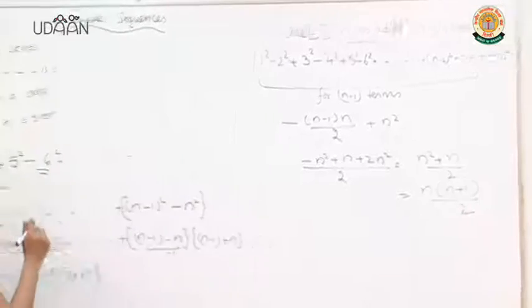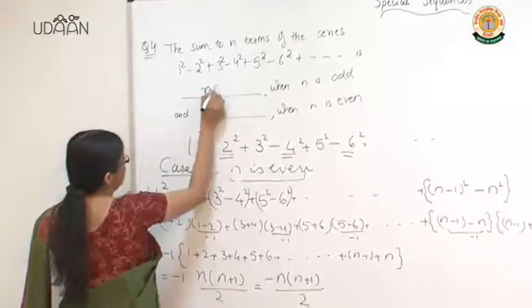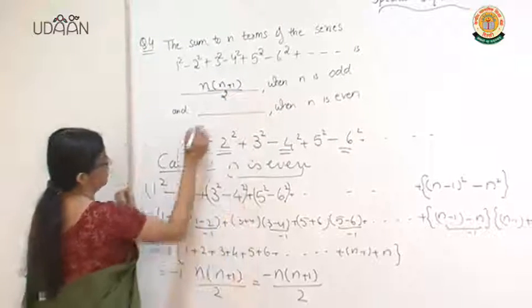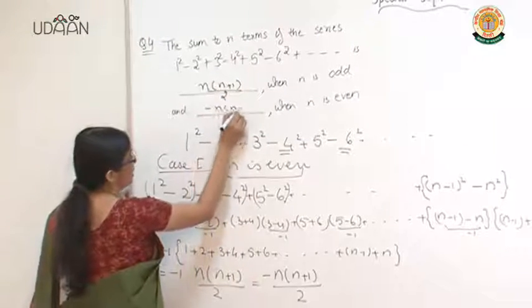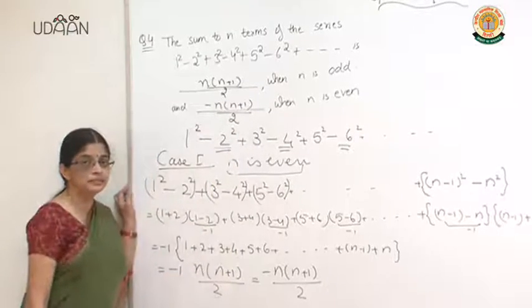So let us fill the blank. When n is odd, what is the sum? n into n plus 1 divided by 2, and when n is even, it is minus n into n plus 1 divided by 2. Is it clear?